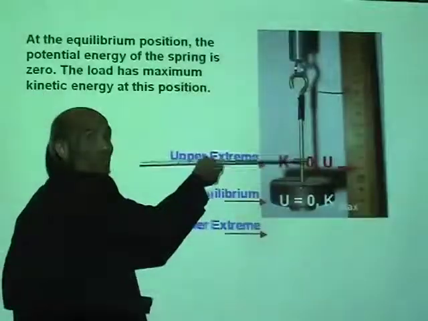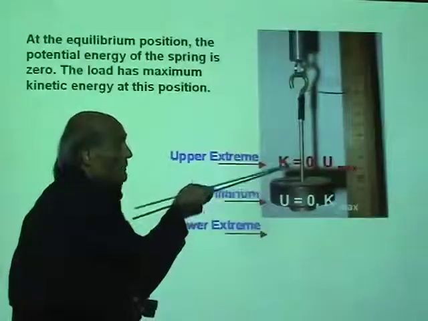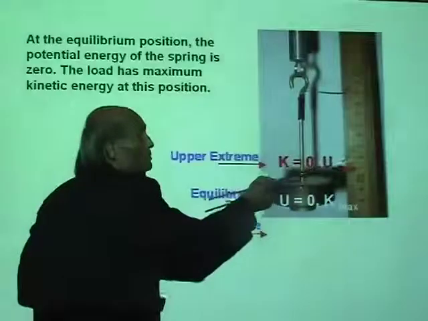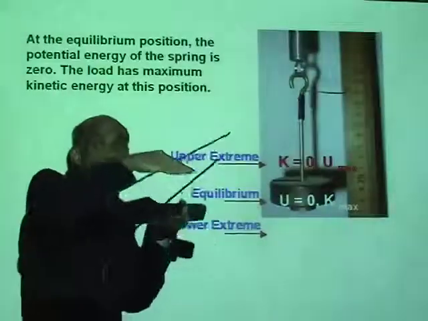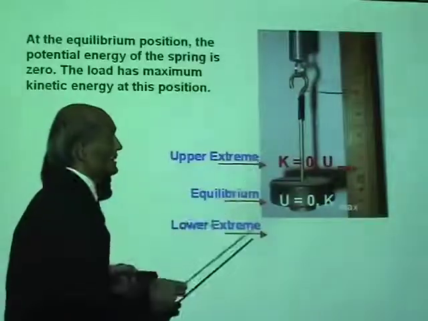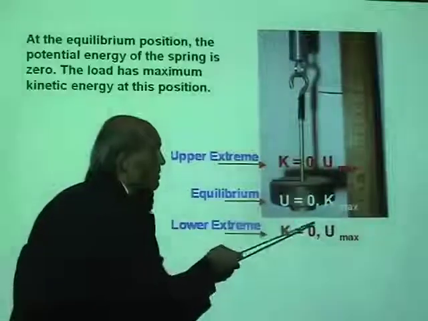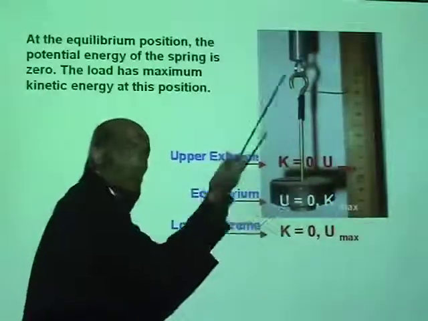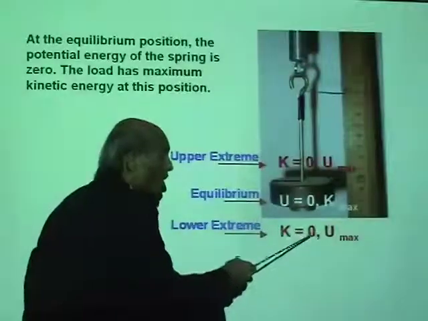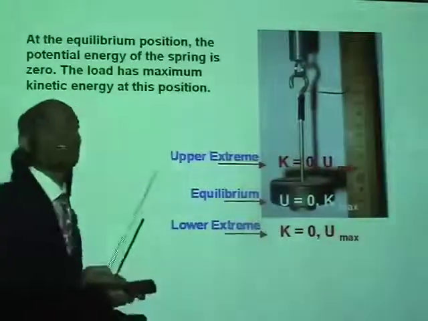At the upper extreme, the kinetic energy is 0. The load is momentarily at rest at the upper extreme and the potential energy is maximum. The spring is compressed to the maximum level there. Similarly, at the lower extreme, the potential energy is maximum because the spring is stretched to the maximum and the load is momentarily at rest there. Its kinetic energy is 0.